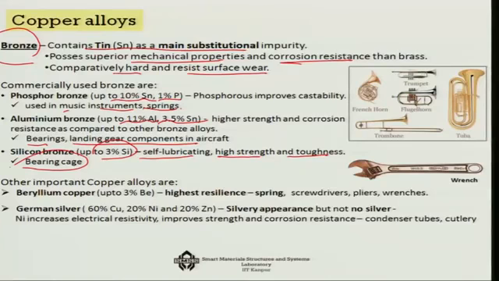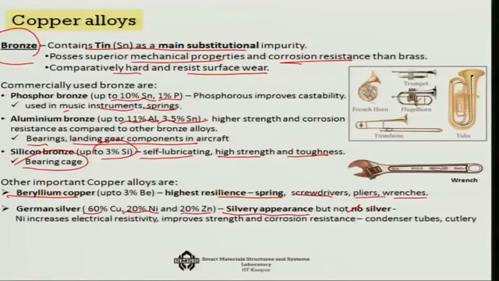Also, copper has two relatively less used, but important other alloys. Beryllium copper, it has highest resilience, so it is used for springs, screwdrivers, pliers, wrenches, etc. And the German silver, which is about 60% copper, 20% nickel and 20% zinc. This one looks like silver, it has a silvery appearance, but it is not silver. Okay.